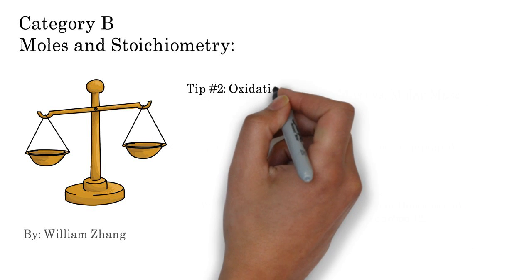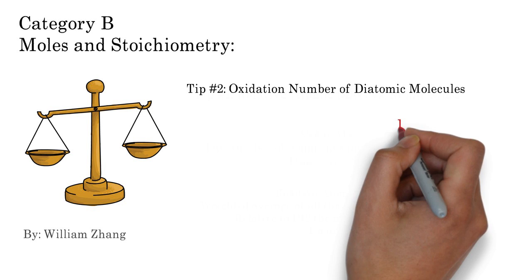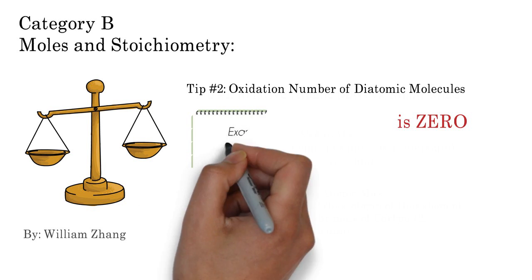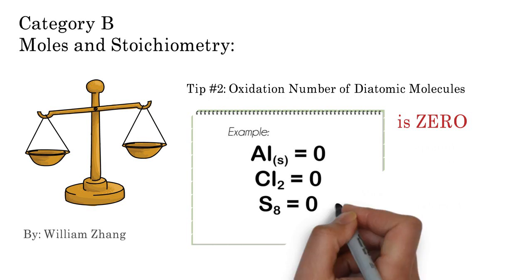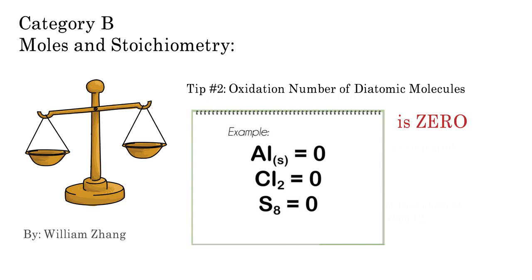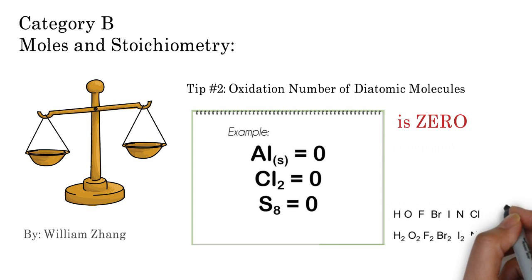Tip number 2. Oxidation numbers of diatomic molecules. It's 0. The oxidation number of an element in its free or uncombined form is 0. For example, aluminum. However, this is also true for elements found in nature that are diatomic, such as H2 and O2, and sulfur, found as S8.